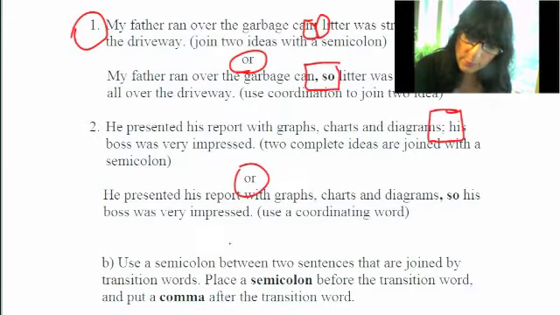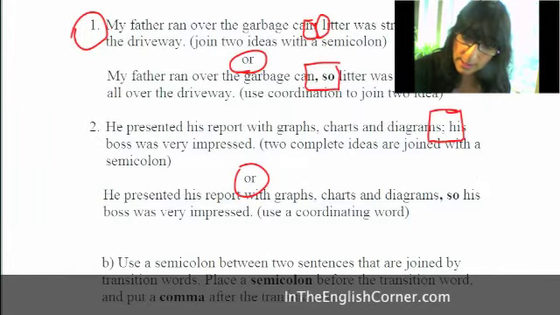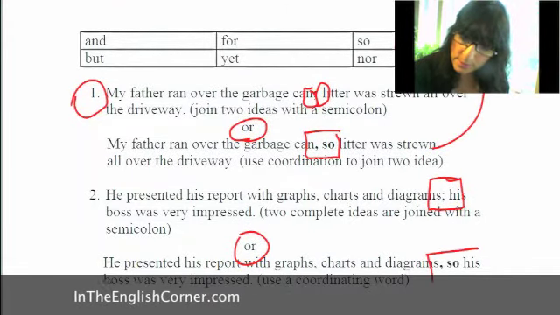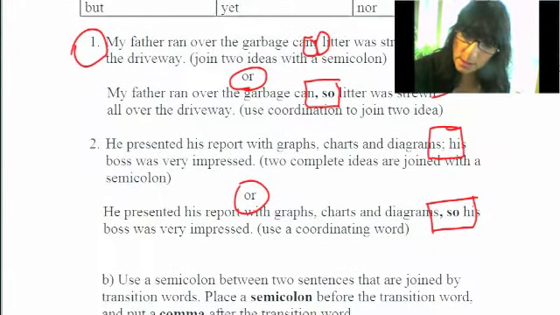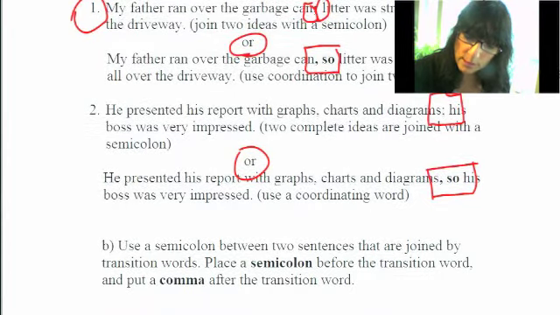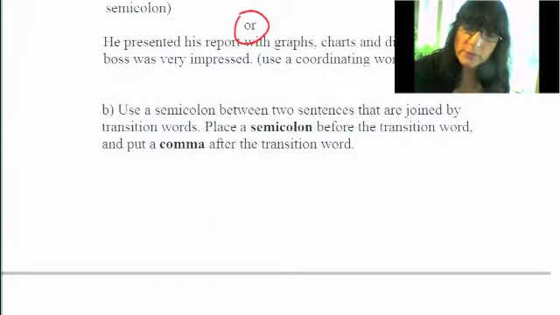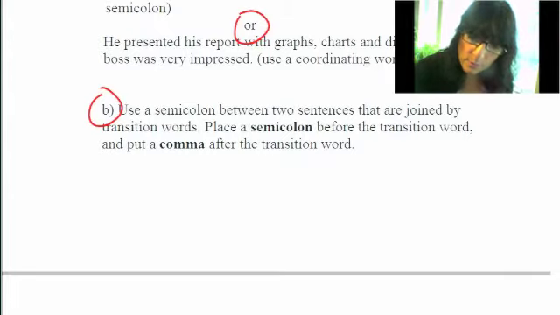Or another method, he presented his report with graphs, charts, and diagrams. And again, I've used one of the coordinating words, which are listed up here. So, with the comma. His boss was very impressed. So that's the first rule I would like to point out. Semicolons are used to join two complete ideas, and you do not put a capital at the start of the second idea. Let's look at the second use of semicolons.